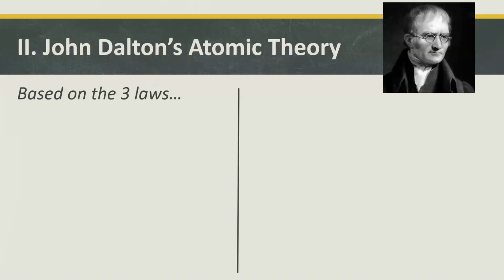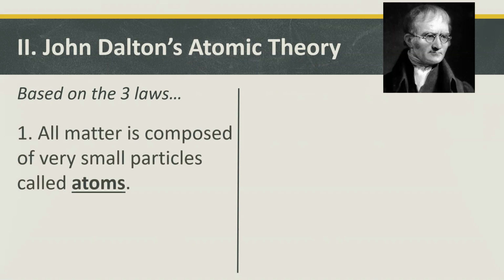So next up, we need to talk about John Dalton's atomic theory. John Dalton was the first person to come up with the atomic theory. So thinking about the 3 laws we just looked at, here's his atomic theory. His first point was that all matter is composed of very small particles called atoms. And this is a theory. This is just what he was speculating at the time.